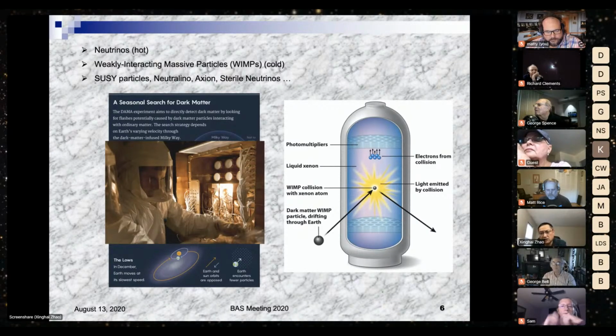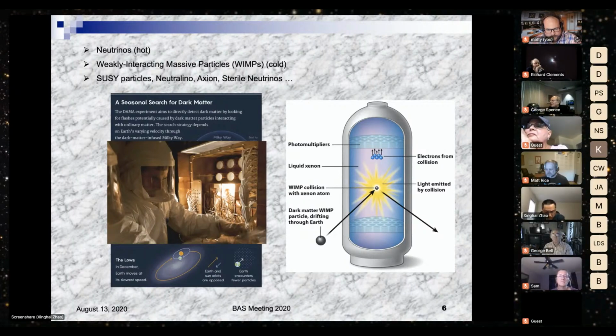Okay, so basically you have a big container of xenon, and then you have this xenon detector deep underground. By the way, all these dark matter detectors need to be put deep into the ground to shield the noise from other detections.